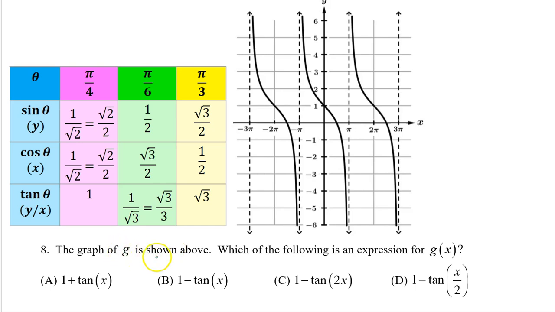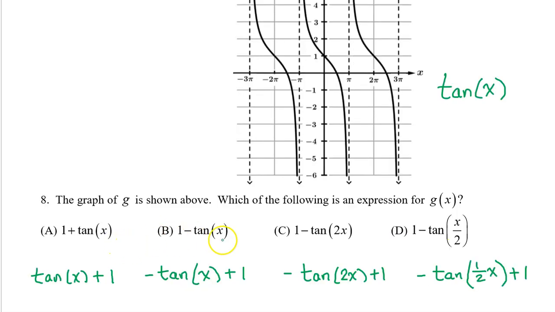Number 8. The graph of g is shown above. Which of the following is an expression for g? All of these answer choices are transformations of the parent function tangent x, but they have this positive 1 in the very front. It will be easier to see what the transformations are if we move that positive 1 to the end, like this.